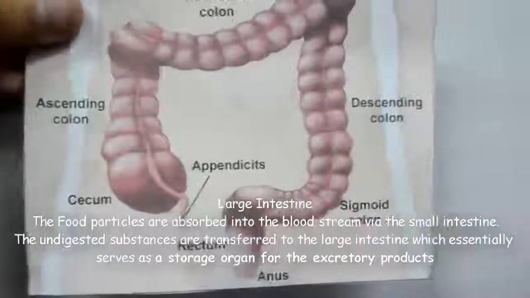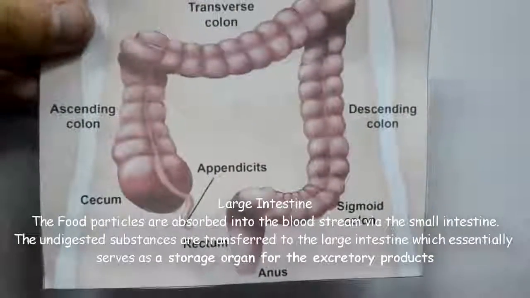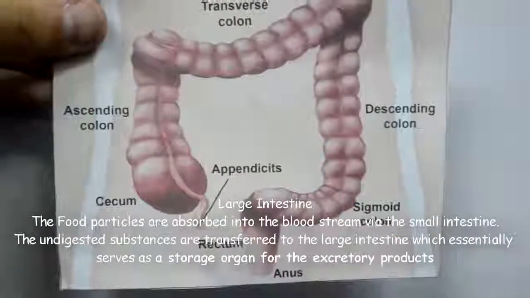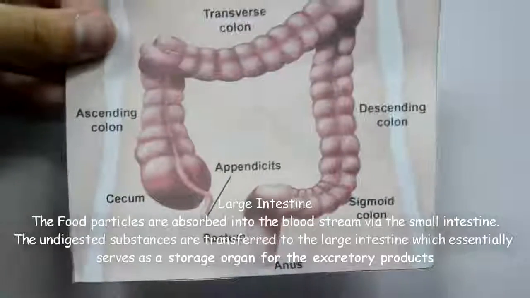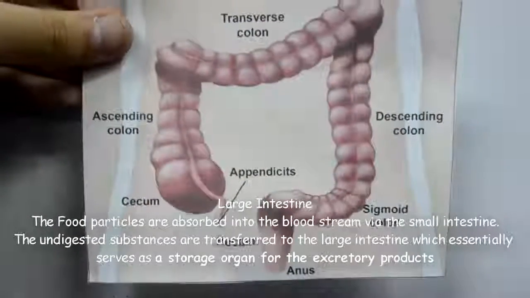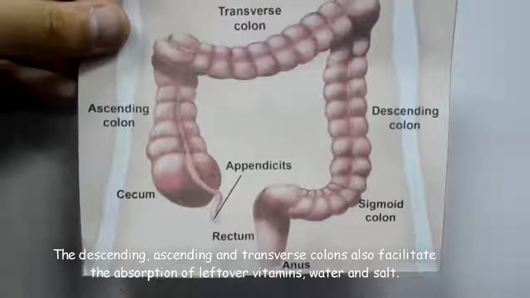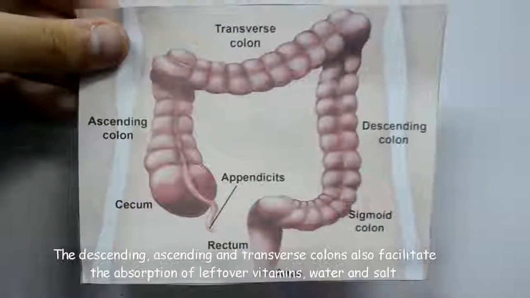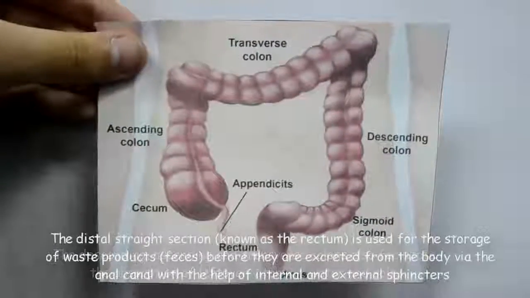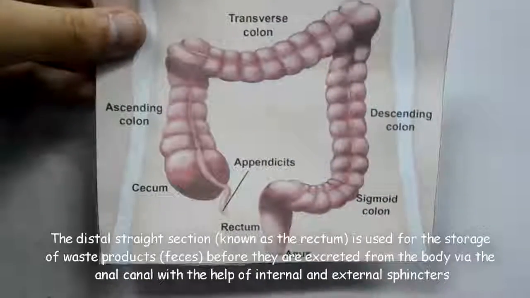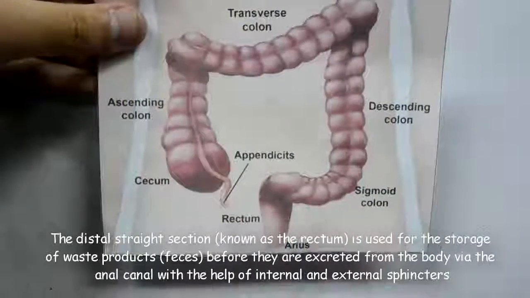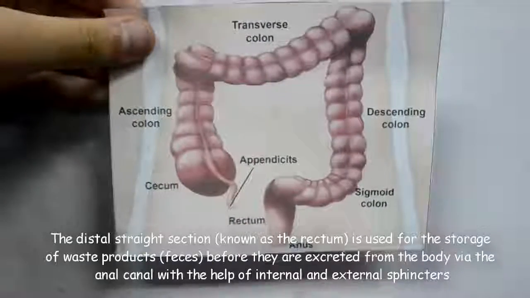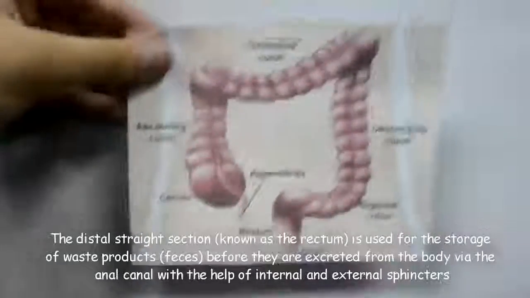Large intestine. The food particles are absorbed into the bloodstream via the small intestine. The undigested substances are transferred to the large intestine, which essentially serves as a storage organ for the excretory products. The descending, ascending, and transverse colons also facilitate the absorption of leftover vitamins, water, and salt. The distal straight section, known as the rectum, is used for the storage of waste products, feces, before they are excreted from the body via the anal canal with the help of internal and external sphincters.